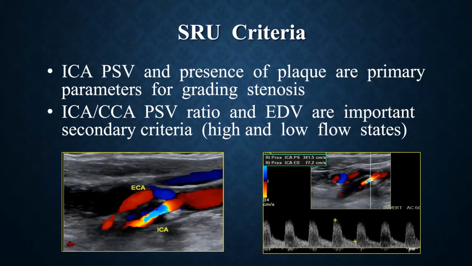So it's important to recognize that those primary parameters, the peak systolic velocity in the ICA and the stenosis, and the presence of plaque, work really well for grading stenosis by themselves in general. But when you have unusual cases with either high or low flow states, that's when the ratio and the end diastolic velocity can be very helpful, and we consider them as important secondary criteria.